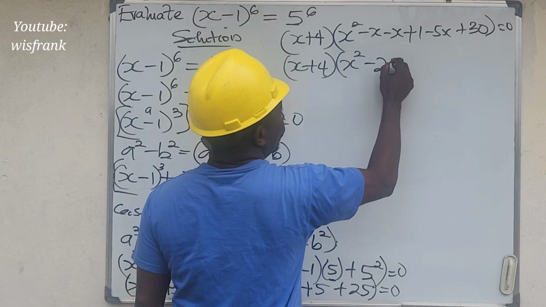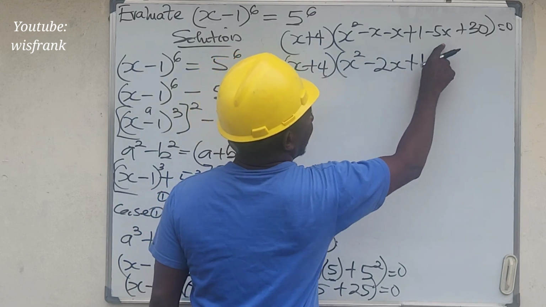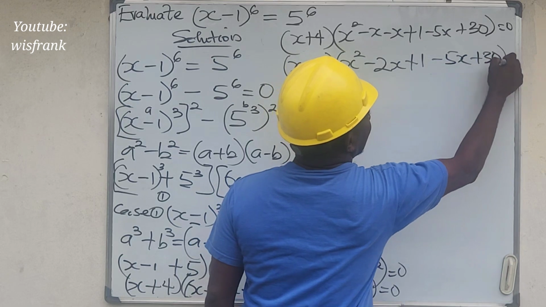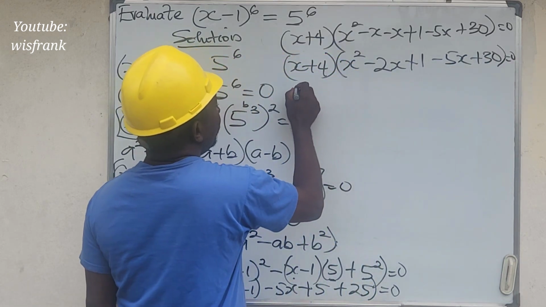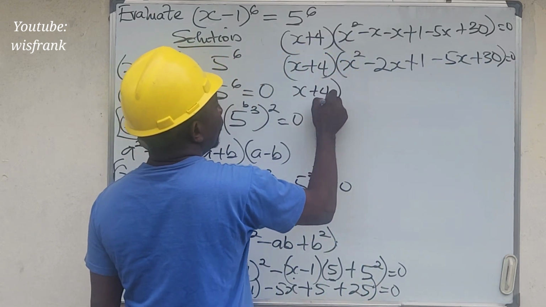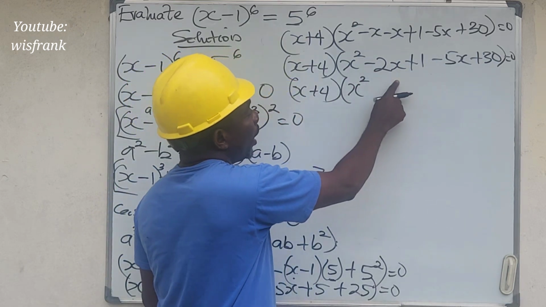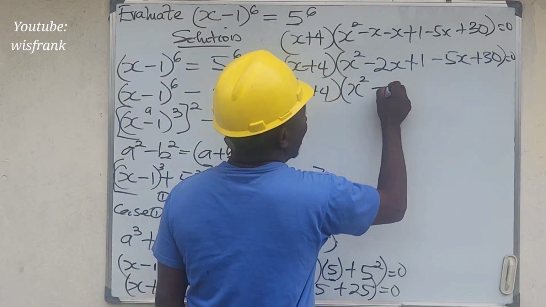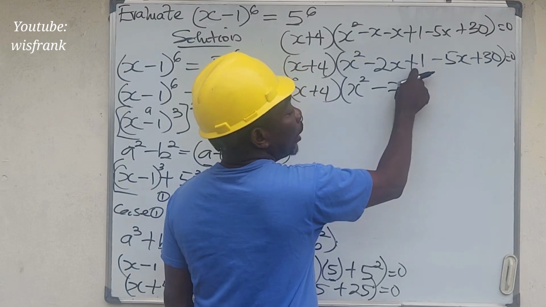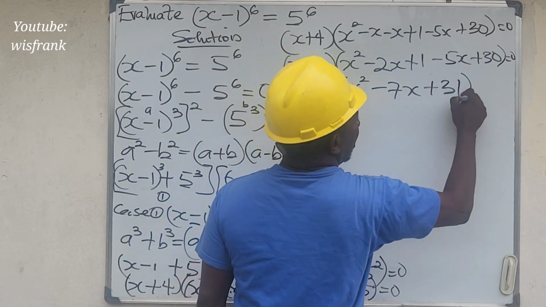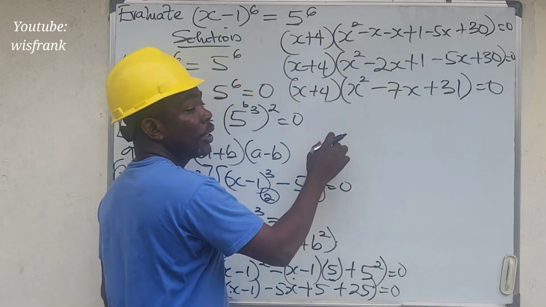We have minus 2x plus 1. Then we have here minus 5x plus 30 equals 0. So here will be the same thing as (x plus 4) times (x to the power of 2, then we have minus 2x minus 5x, we have minus 7x, then we have 1 plus 30, we have plus 31), all equals to 0. So this is what we have.